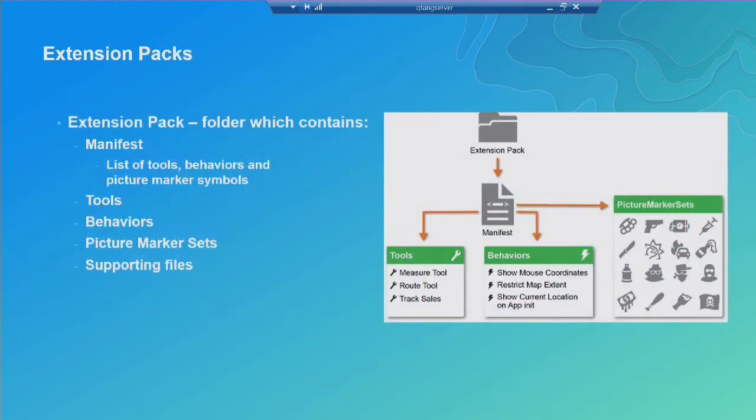This is how we can organize your extension packages. All the tools, behaviors, and picture marker sets that you implement will be outlined in the manifest file. This file will be contained in the root level of your extension package. It is the most important thing to describe what is contained in your extension package. When you upload this file, when you make this file known by us, we will find the tools, the behaviors, and the picture marker sets, and make them available to you.